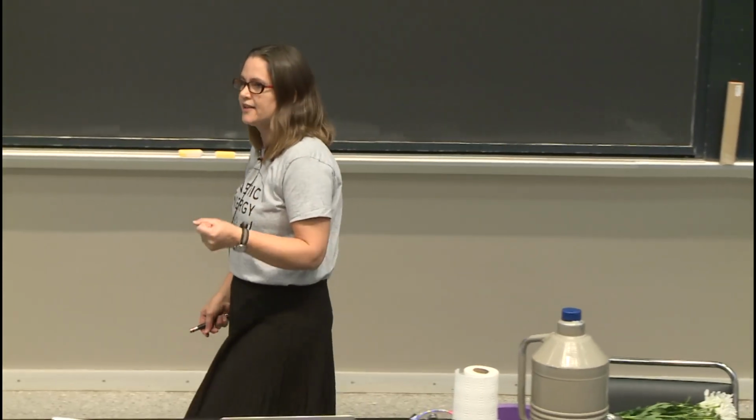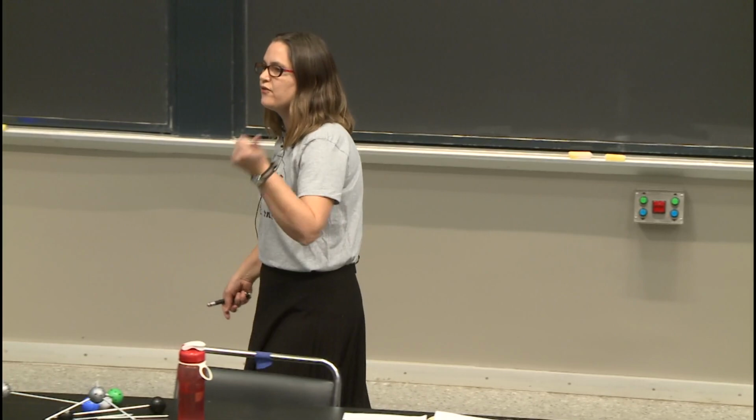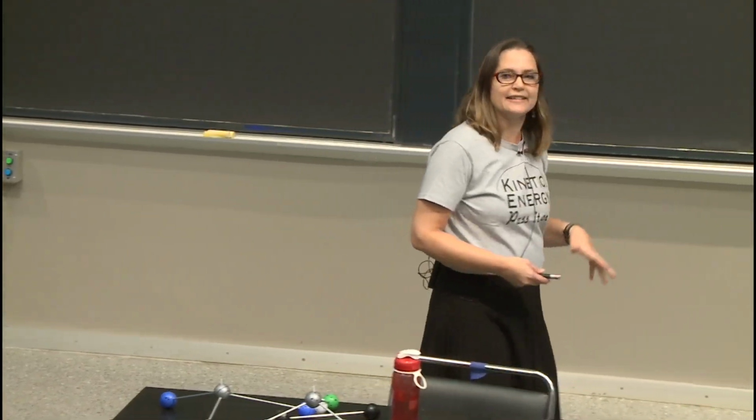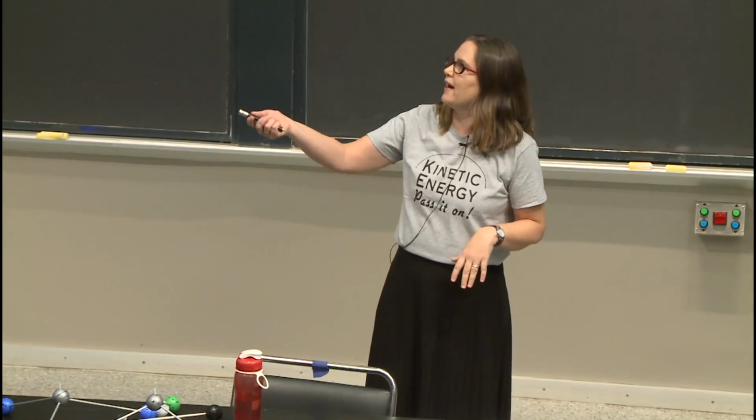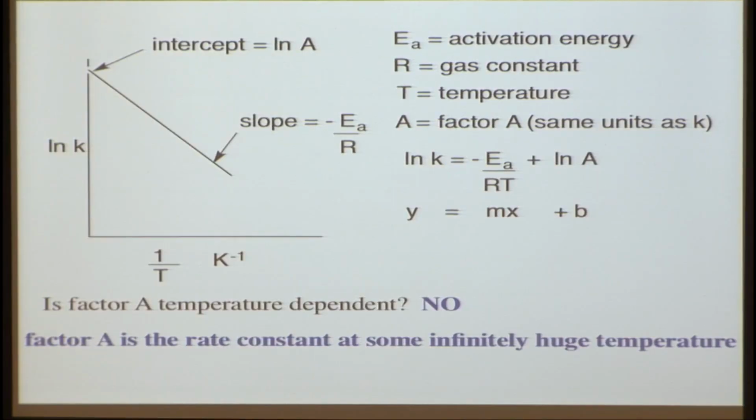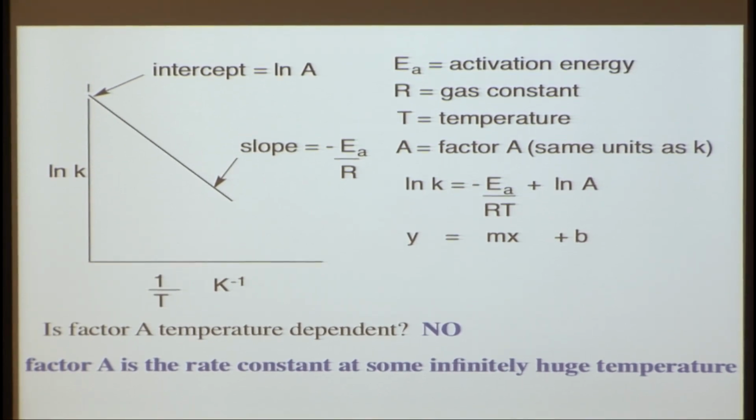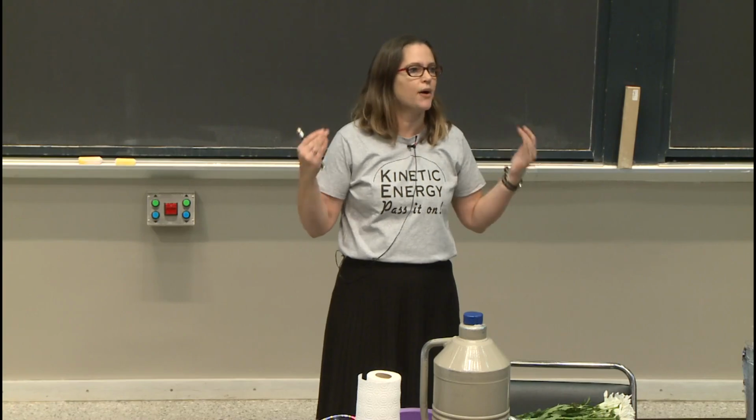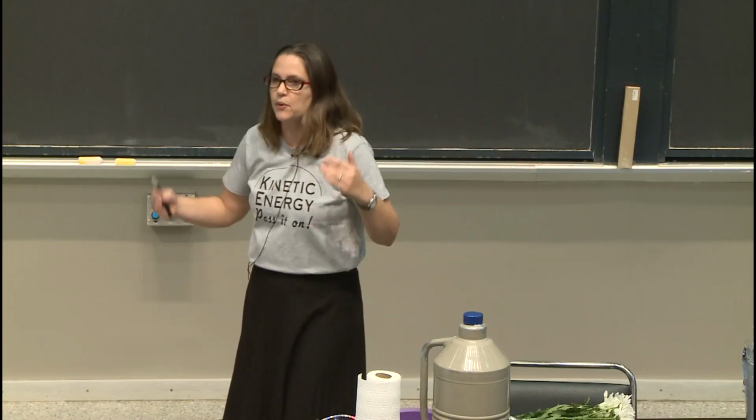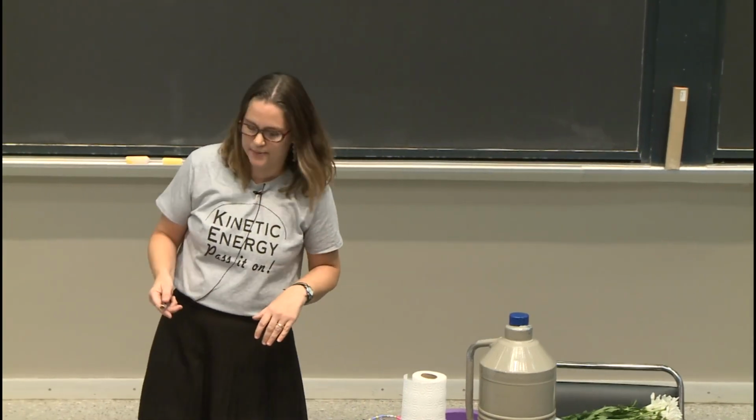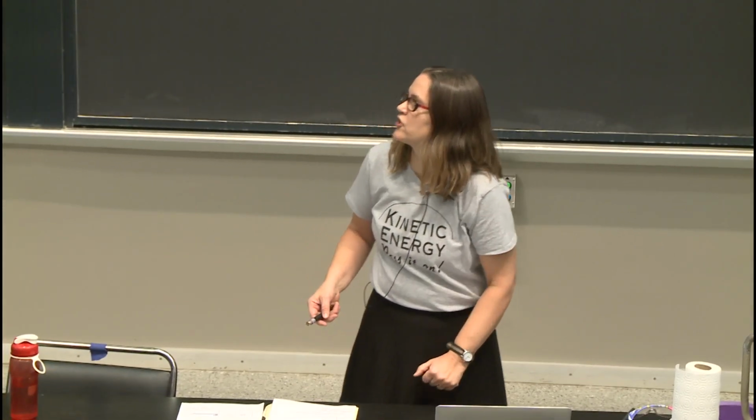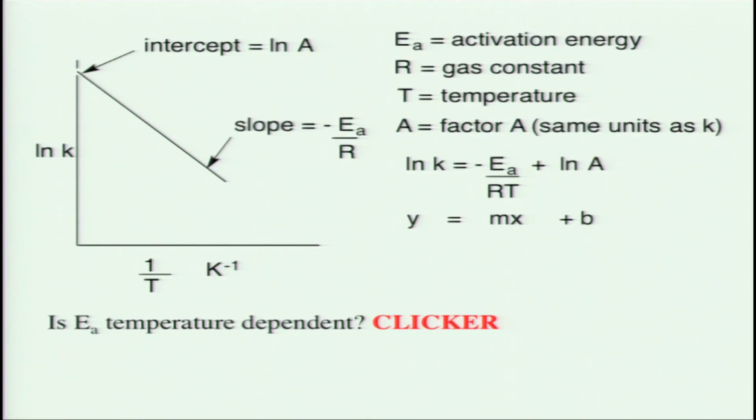And of course, we can't plug things in and say, how fast is this at an infinitely huge temperature? So conveniently, you can get that value out of plotting your data. You measure a bunch of rate constants versus temperature, and you plot it this way, and you can calculate this maximum rate constant possible for this reaction if you had this infinitely huge temperature. Okay, what about activation energy? Do you think that's temperature dependent?